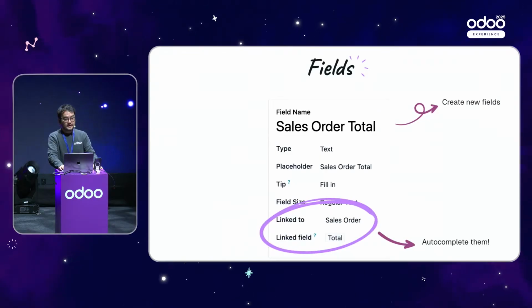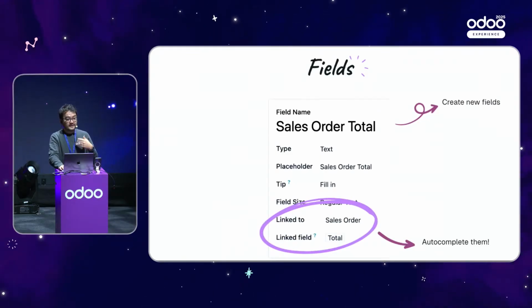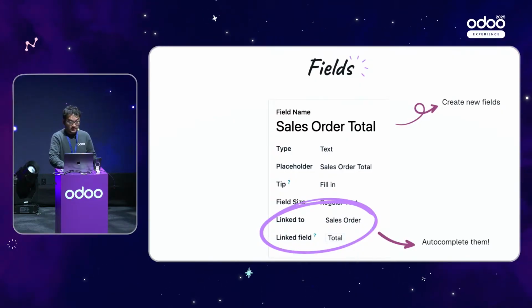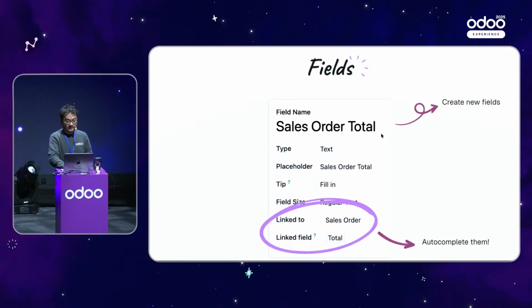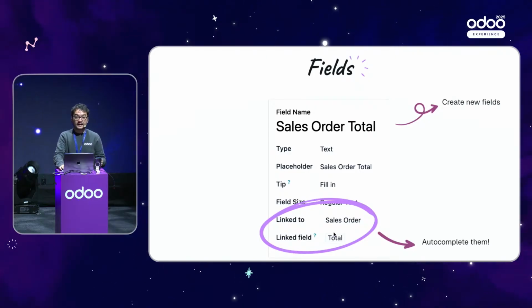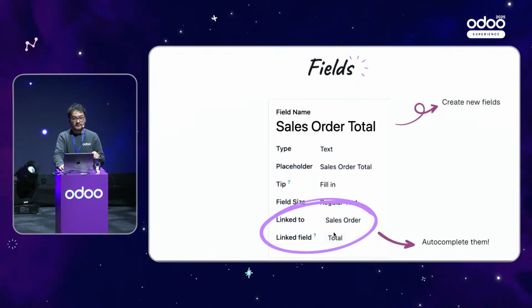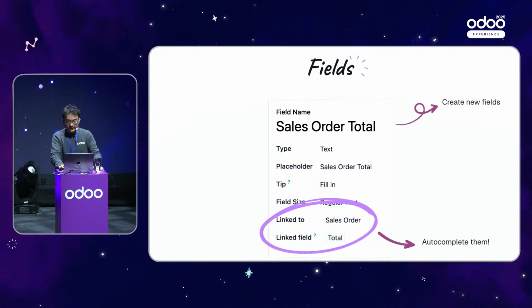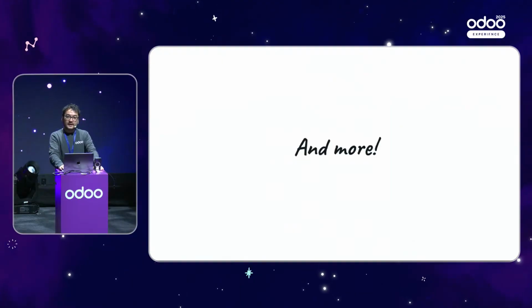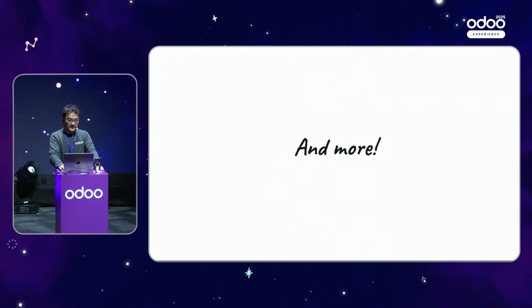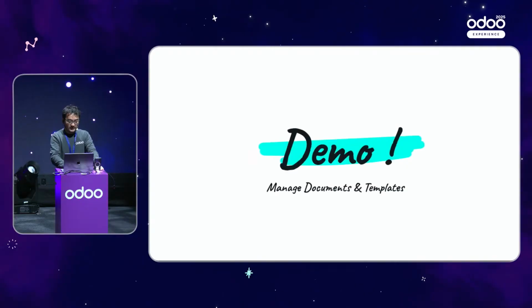Next up, fields. With Odoo 19, it's possible to create new fields in Odoo and to actually link them to something in Odoo. In this case, I've just created a field named Sales Order Total, and it has been linked to the Sales app, specifically to its total field, meaning I can now just put the field in any document, and when a user clicks on it, it gets filled in automatically. Voila. Super easy. And there's much more. I'll show you a few of those things in a demo.